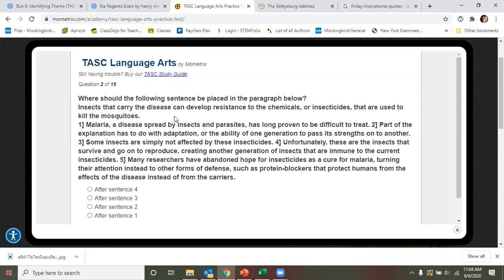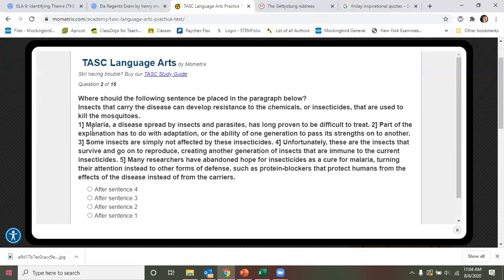Insects that carry the disease can develop resistance to the chemicals or insecticides that are used to kill mosquitoes. So this is talking about malaria. Malaria, a disease spread by insects and parasites, has long proven to be difficult to treat. Part of the explanation has to do with the adaptation, or the ability of one generation to pass its strengths on to another. Some insects are simply not affected by these insecticides.